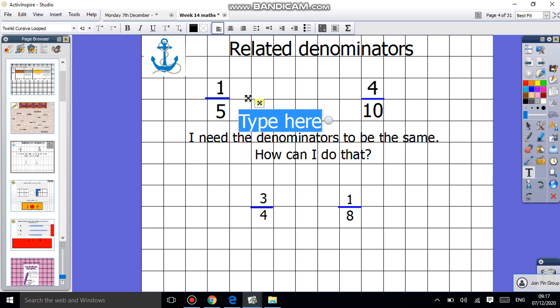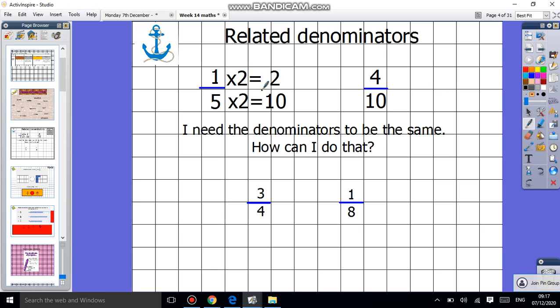So if I were to do 5 times 2, it would give me 10. And if I were to do 1 times 2, that would give me 2. Okay, so now that they're the same denominator, I can see that 4/10 is bigger than 2/10. So if I were to use my greater than, less than, equal to symbols, my crocodile would be eating 4/10 because that is the bigger fraction.